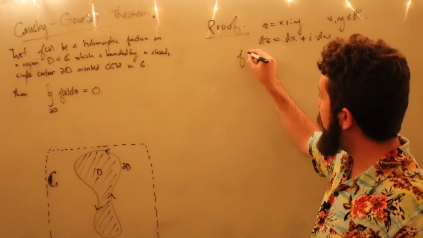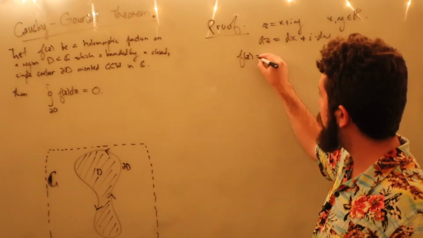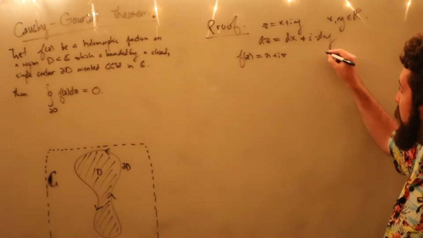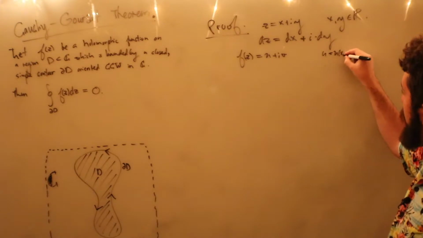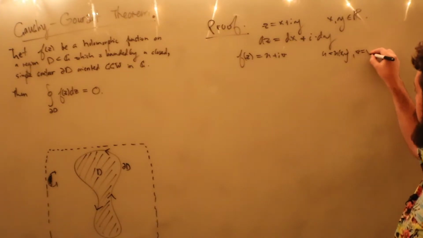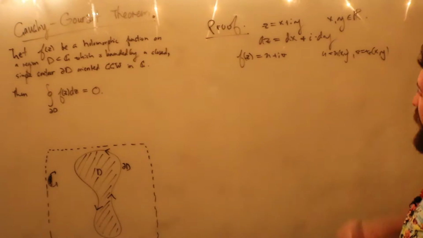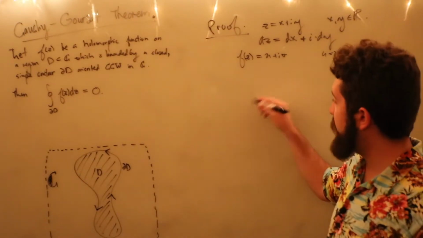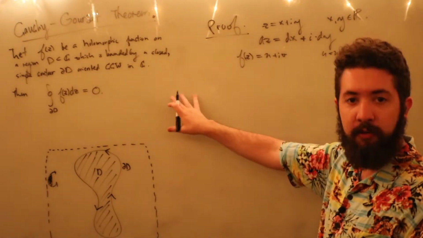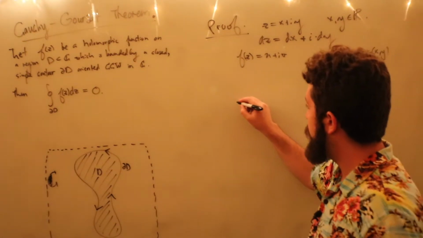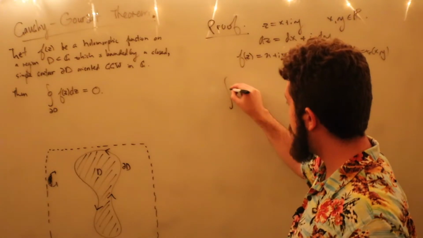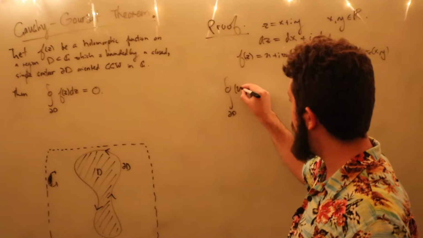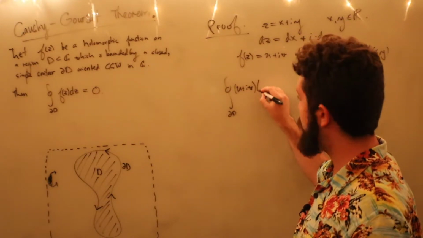Alright, so then we're going to call f(z) equal to, it's another complex number, so we're going to call it u plus iv, where u is a function of x and y, and v is also a function of x and y. So, now let's substitute these expressions into our integral and see what happens.